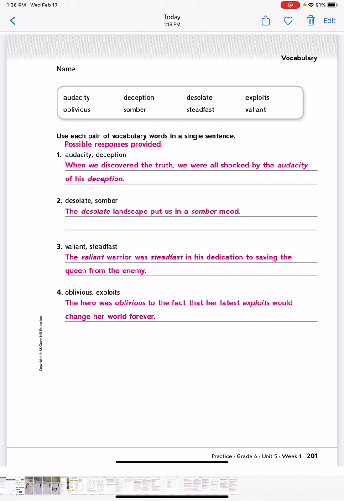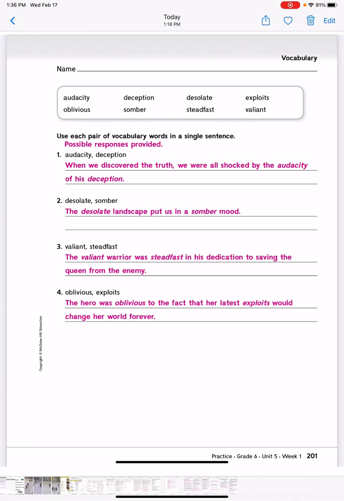Moving on into the practice book, okay? Obviously, these are the vocab. We've gone over these before. We said audacity, to be audacious. That's to be bold. Oblivious is unaware of what's happening. Deception, the definition uses the word lie, but I like to think of it more as misleading or tricking somebody. Somber is a sad, down occasion. Desolate is an abandoned, deserted kind of place, run down. To be steadfast is to be determined, to not give up.